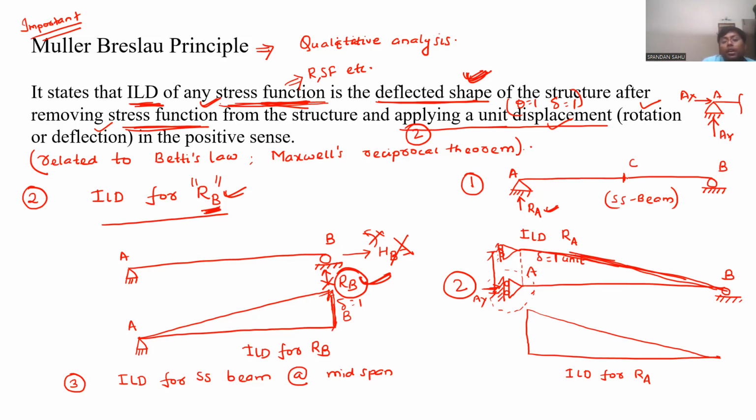Now tell me, for the simply supported beam, we have to draw for shear force at C, or at midspan. Tell me.